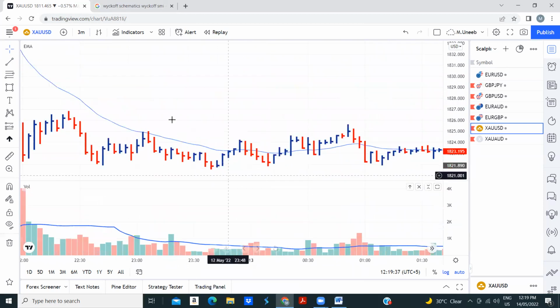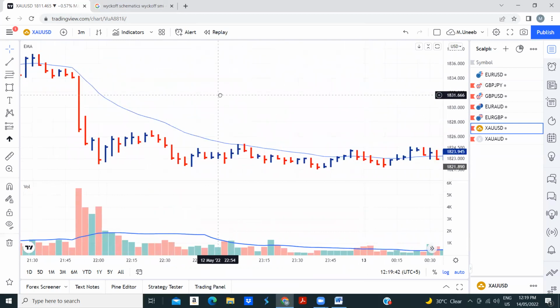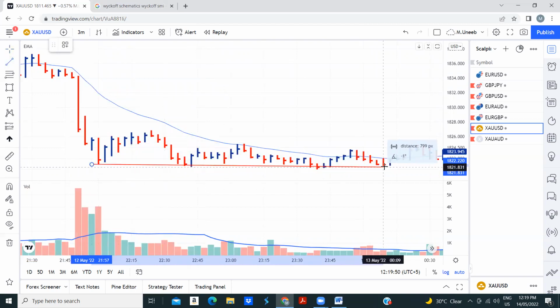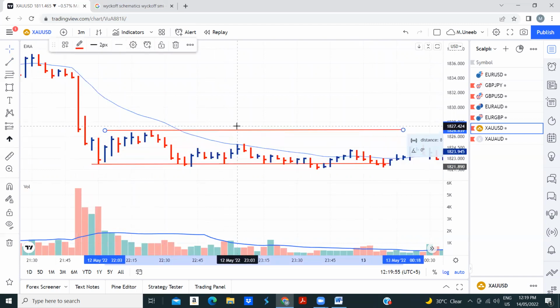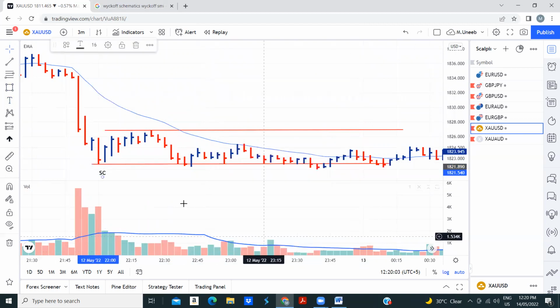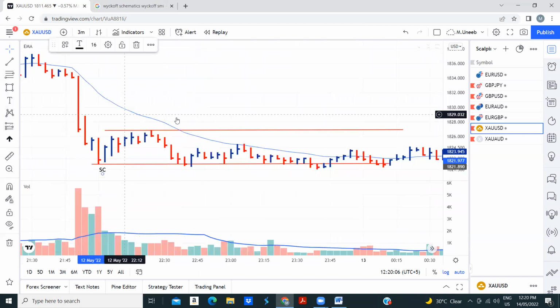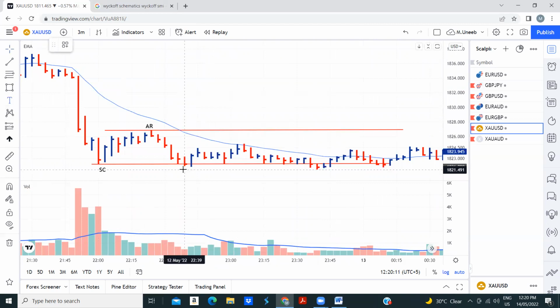Now, how about this one here? Now let's see here. Let's say that this is the selling climax. That's it, it's a selling climax. And this is what? Automatic reaction, right? This one is what? Secondary test, right? Let's suppose it's a secondary test.